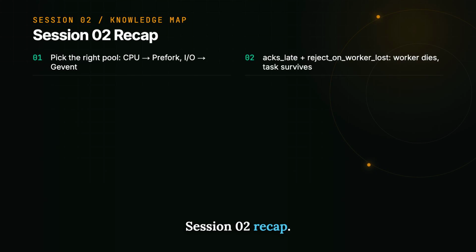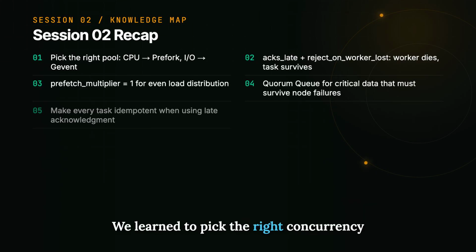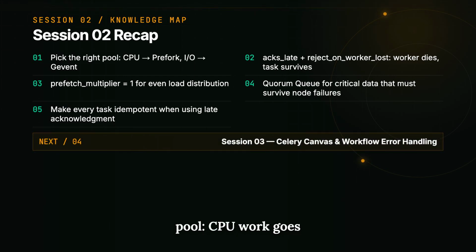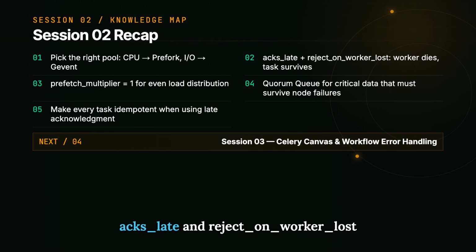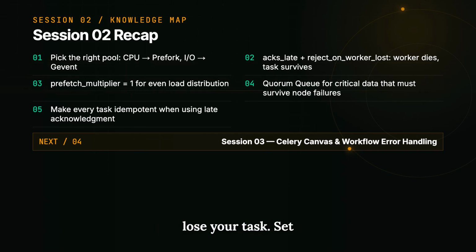Session 02 Recap. We learned to pick the right concurrency pool. CPU work goes to pre-fork, I/O work to Gevent. Enable acks_late and reject_on_worker_lost so a worker crash does not lose your task. Set prefetch_multiplier to 1 for even load balance. Use quorum queues for critical data that must survive a node failure. And always make your tasks idempotent when using late acknowledgement.